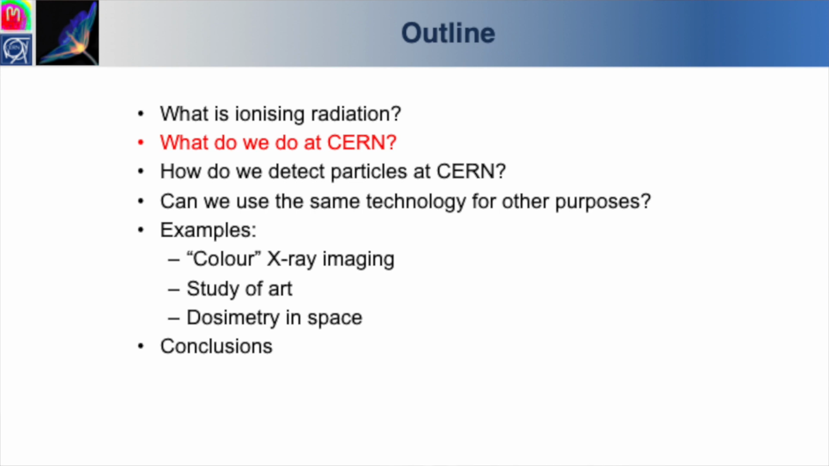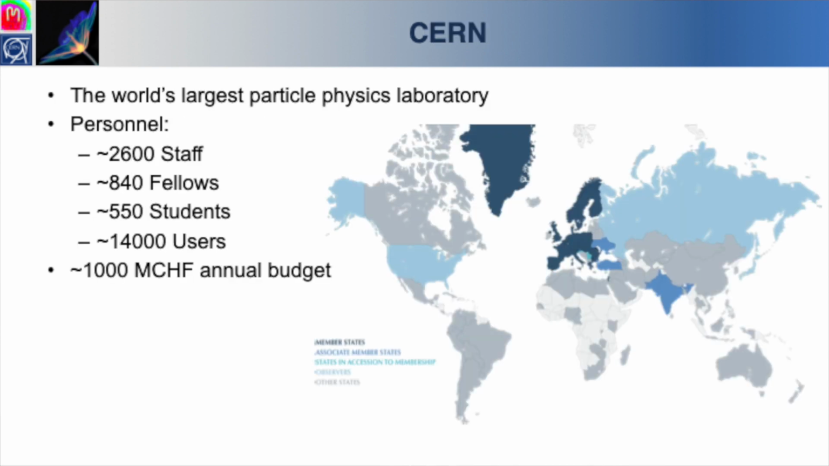So what do we do at CERN? Well, CERN is the world's biggest physics lab. We have about 2,500 staff members, something like 800 fellows, 500 students, and 14,000 users. So those users are people who come to CERN to participate in doing experiments for particle physics. And the annual budget's about a billion Swiss francs per year. And so the dark colours here represent the CERN member states, and the lighter colours represent those states which are collaborating in some way with CERN under different circumstances.